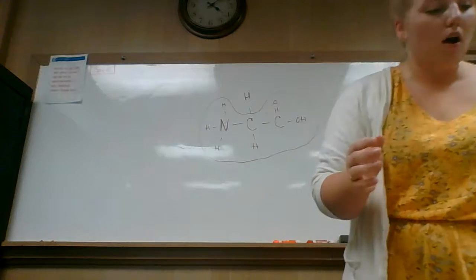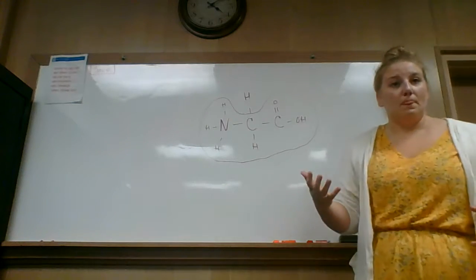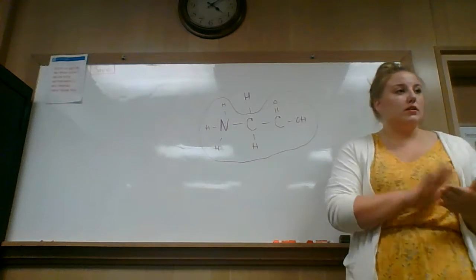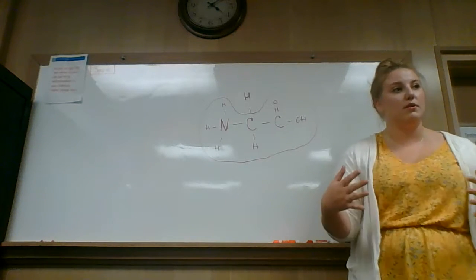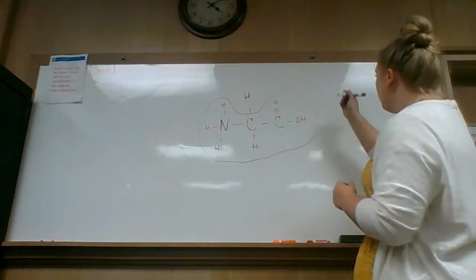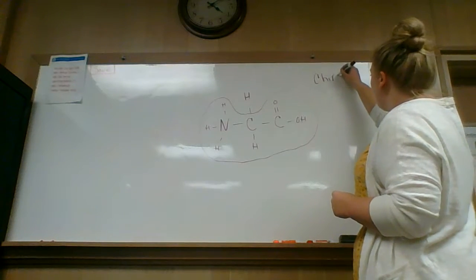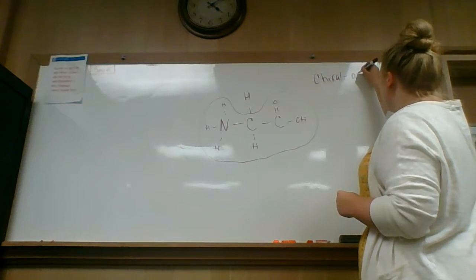So if we're looking at molecules, you're looking at symmetry. So if a molecule has four different attachments, okay, it is chiral because there's no symmetry. So chiral is asymmetrical.